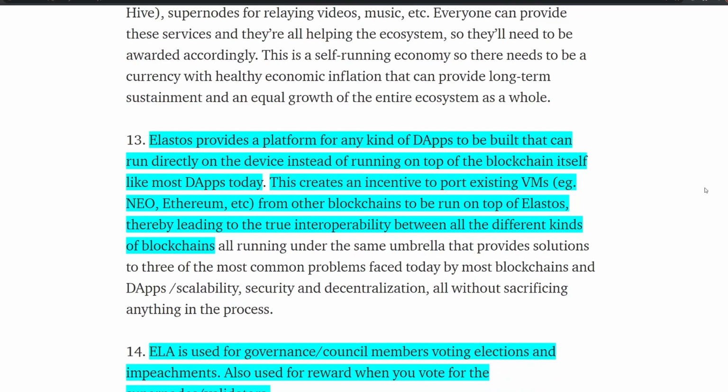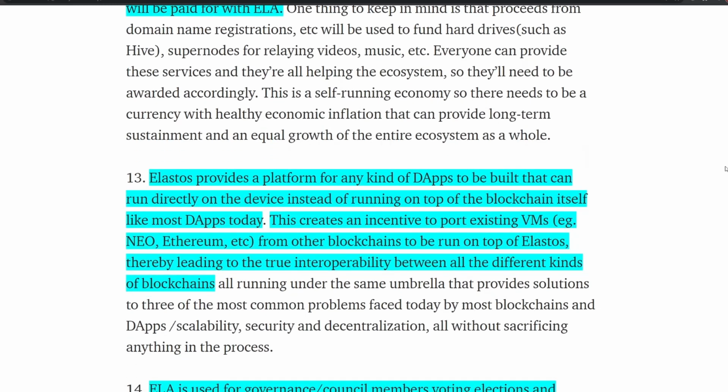Elastos provides a platform for any kind of dApps to be built that can run directly on the device instead of running on top of the blockchain itself like most dApps today. This creates an incentive to port existing virtual machines like Neo, Ethereum, etc. from other blockchains to be run on top of Elastos, thereby leading to the true interoperability between all the different kinds of blockchains. So that's basically like what I just said.